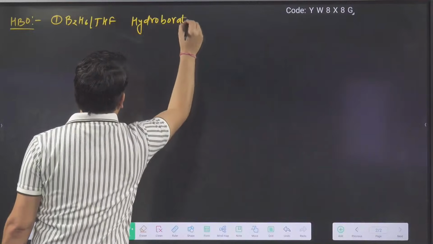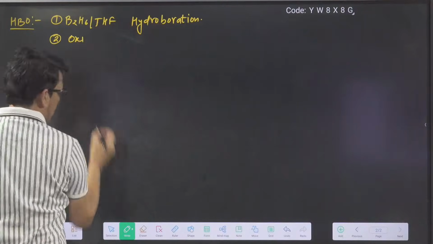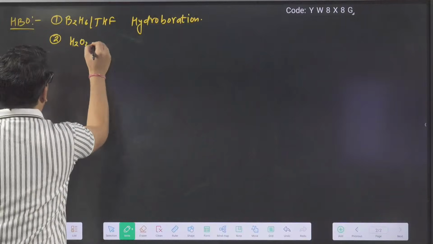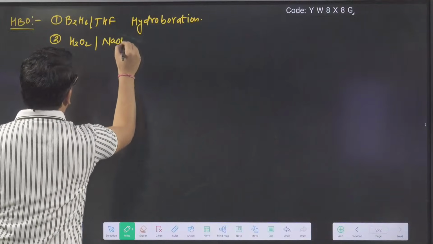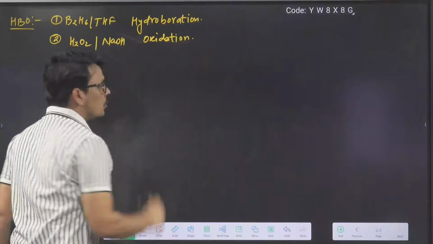Hydroboration. Now the second step is which one? Oxidation. And for oxidation, we are using here H2O2 along with NaOH, a basic medium. Now this is called as which one? Oxidation. So two things are there.